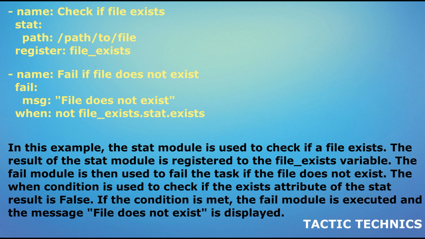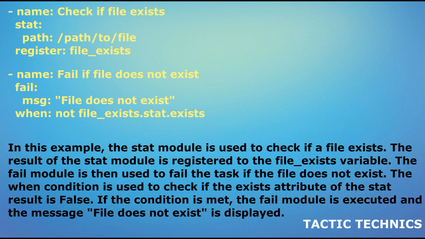In this example, the stat module is used to check if a file exists. The result of the stat module is registered to the file_exists variable. The fail module is then used to fail the task if the file does not exist. The when condition is used to check if the exists attribute of the stat result is false. If the condition is met, the fail module is executed and the message file does not exist is displayed. Note that the fail module should be used with caution, as it will cause the playbook to stop executing if it is triggered. It's generally recommended to use other error handling methods, such as retries or blocks, before resorting to the fail module.